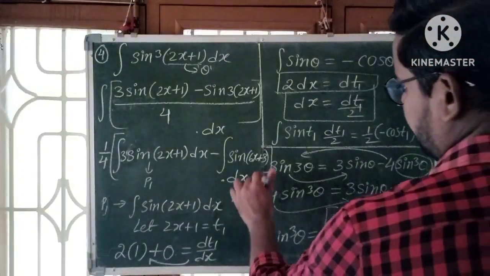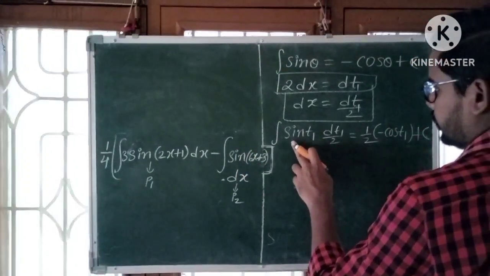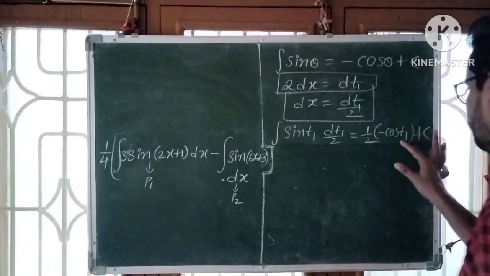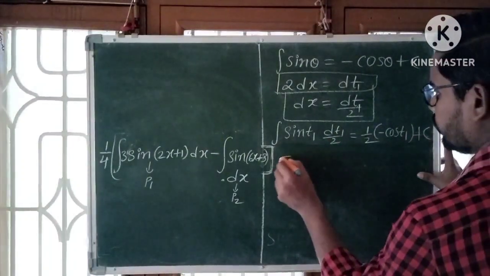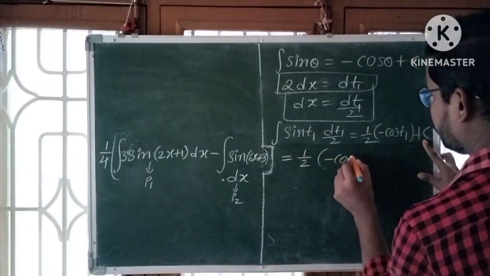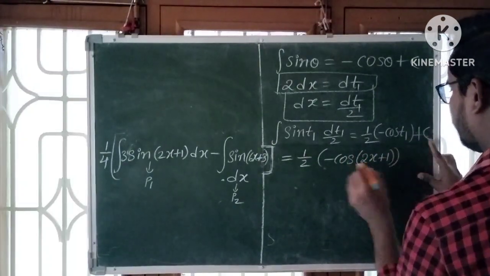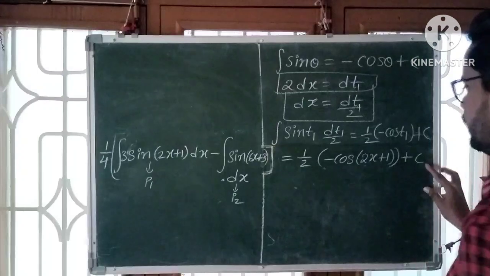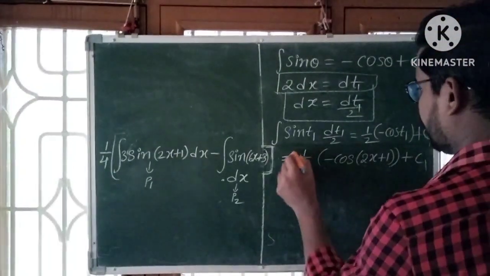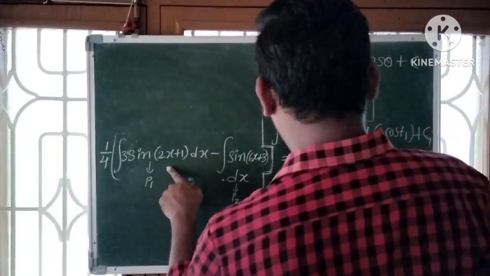Next, let us find the integral of this function. The integral of sine t1 dt1 by 2 is minus cos t1 plus a constant. What is t1? We considered t1 equal to 2x plus 1, so we get minus cos of 2x plus 1 plus some constant, which I can call c1. This is the value of part 1.